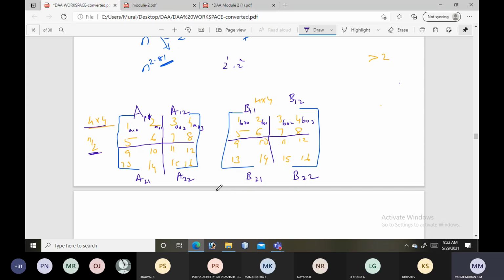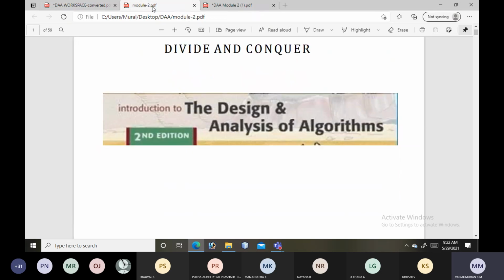Now if it is like this, the same formulas we will apply here. A11 is multiplied with B11 plus A12 is multiplied with B21, right? So that is the formula we are having. Yes or no? You just observe here.